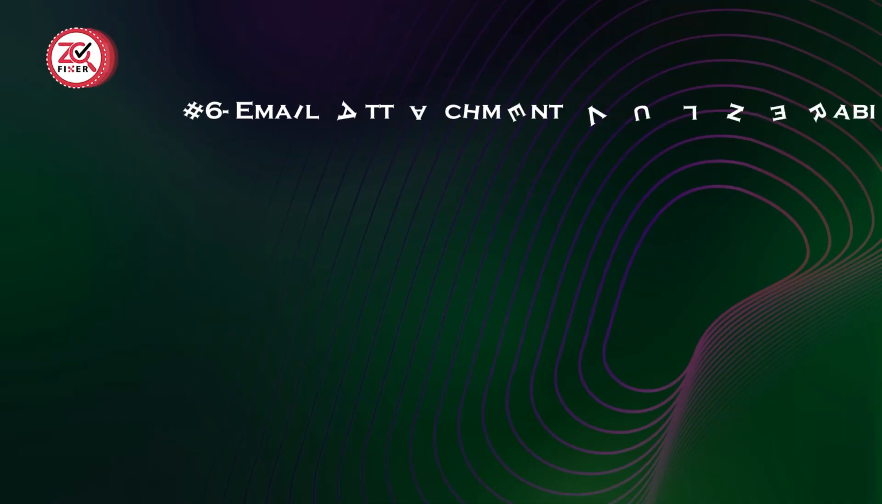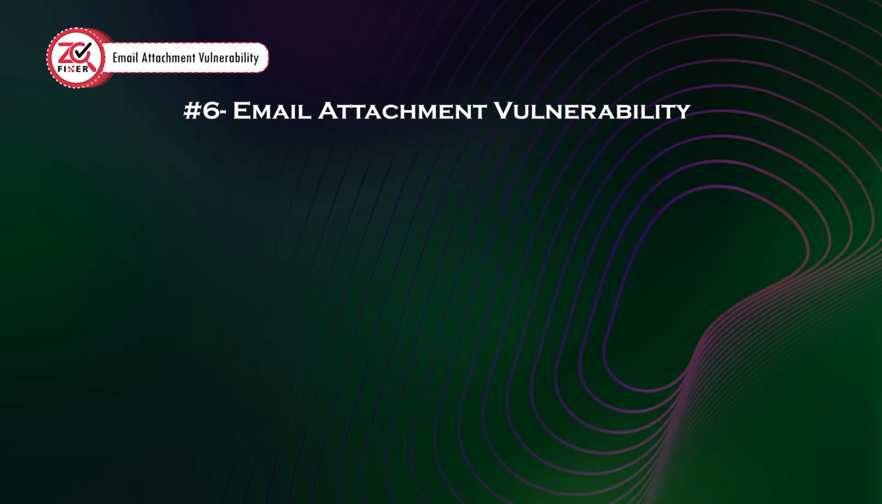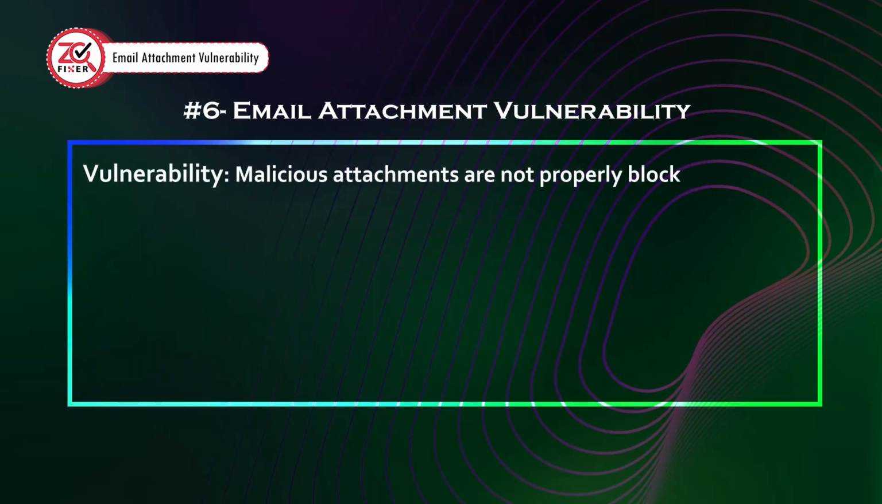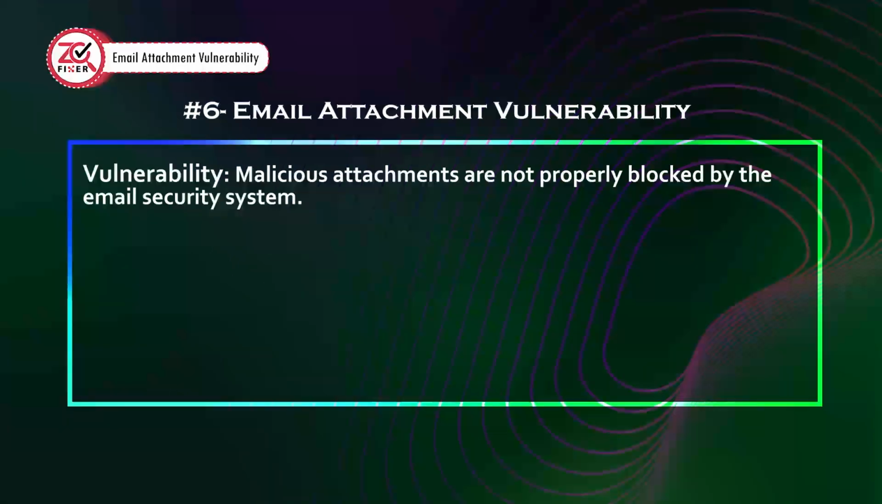Number 6, Email Attachment Vulnerability. Vulnerability: malicious attachments are not properly blocked by the email security system.